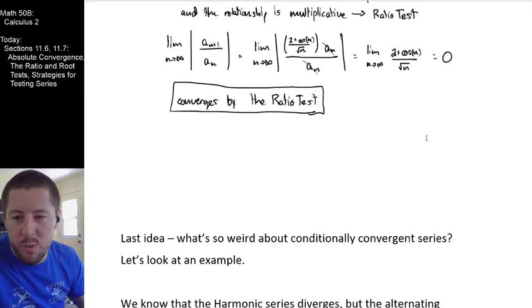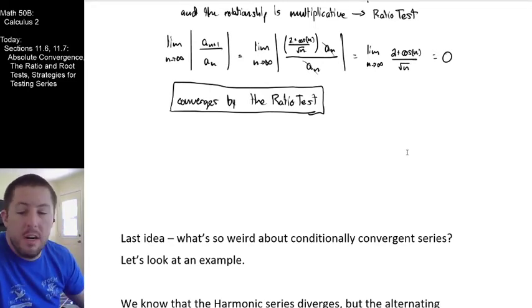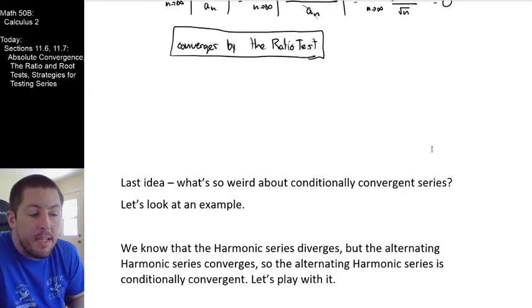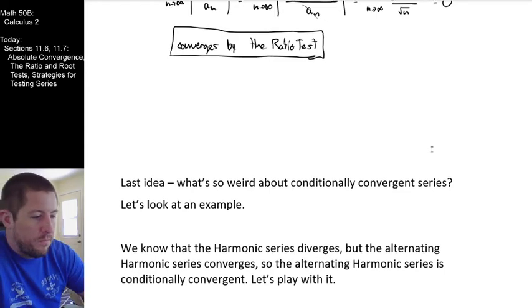This is as close as we ever get right here. So what's so weird about conditionally convergent series? Series that do converge, but not when you take their absolute value. We know that the harmonic series diverges, but the alternating converges, right?